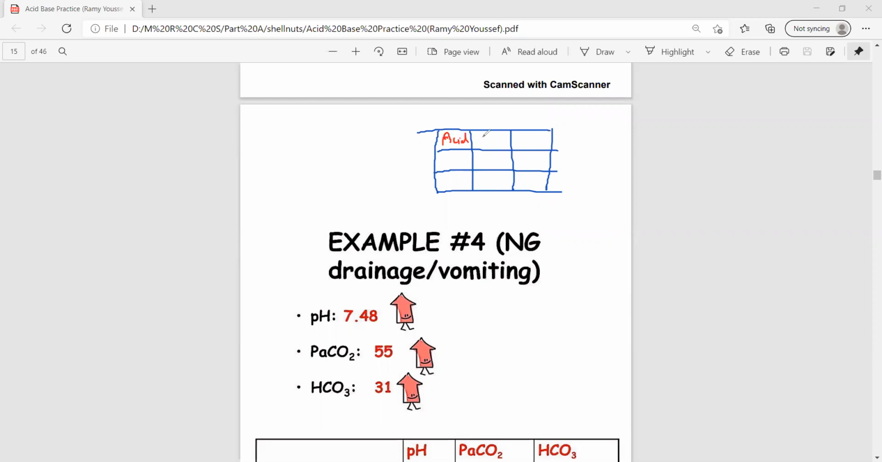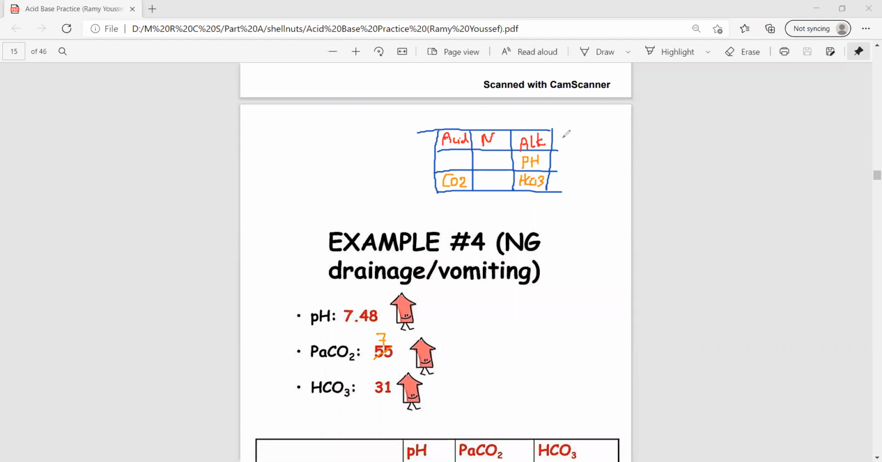Acid, normal, alkali. Start, Dr. Mariam. Okay, pH is alkalosis. CO2 is acidosis. And HCO3 is alkalosis. So it's partially compensated metabolic alkalosis.